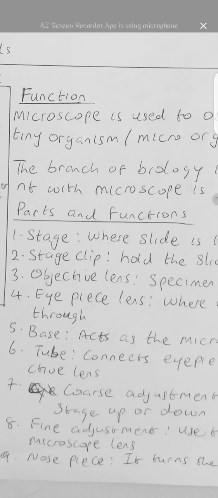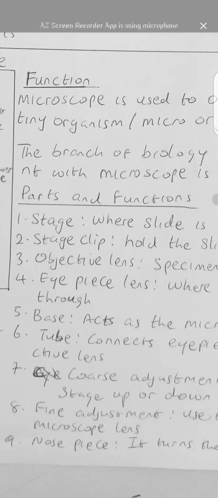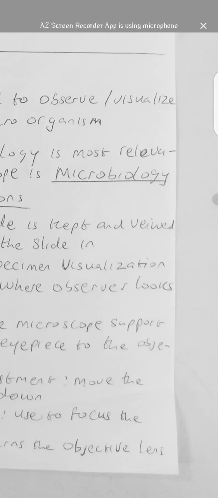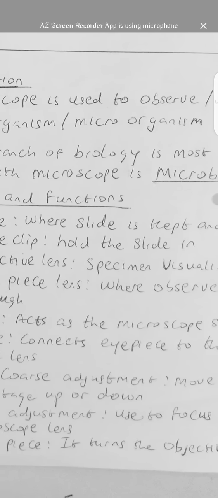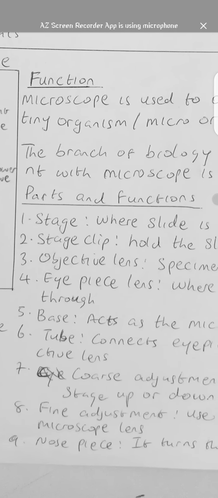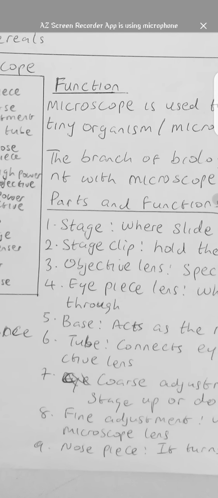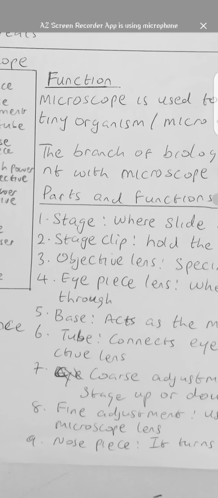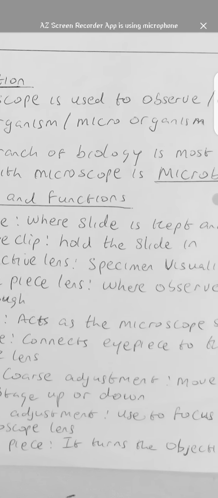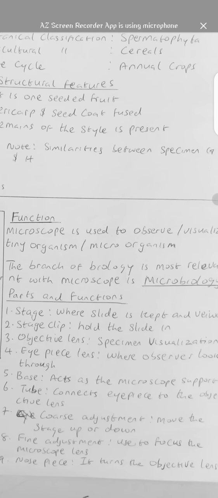Number two, we have the stage clip. This is what holds the slide in. Number three, we have the objective lens. This is where the specimens are viewed. Number four, we have the eyepiece lens. This is where observers look through. Number five, we have the base. That's the support of the microscope.